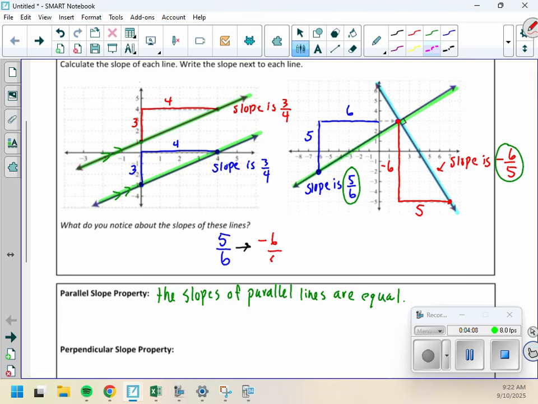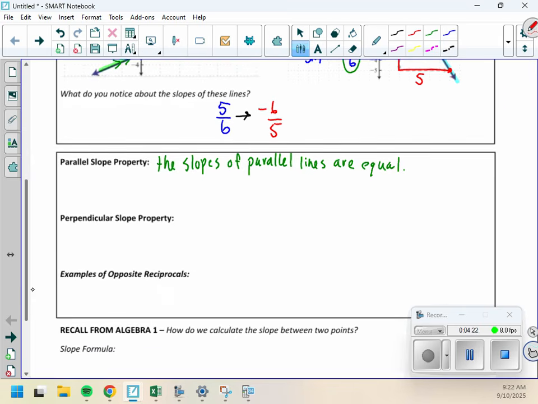So for perpendicular slopes, slopes of perpendicular lines are opposite signs and reciprocals. Take a minute to write down that perpendicular slope property.